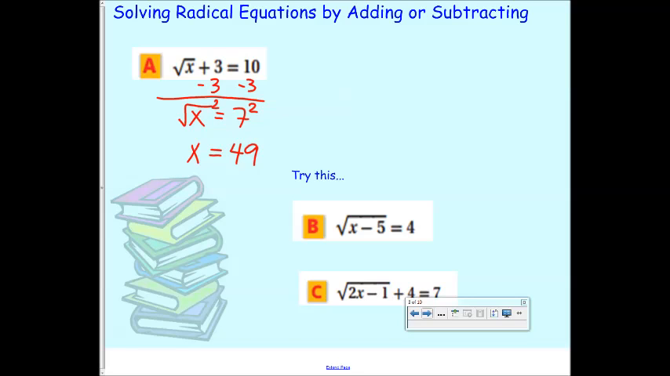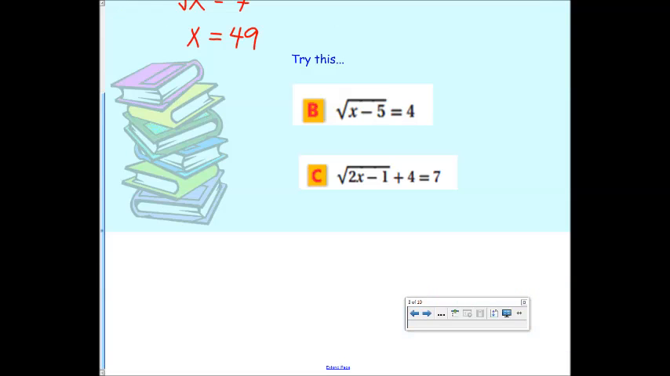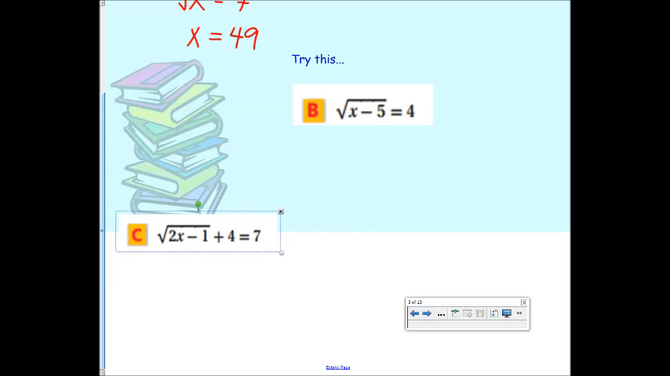Okay, so before you get rid of the radical, you need the radicand just alone. All right, you need the radical by itself. So in B, do I get rid of the 5 first or the radical first? I get rid of the radical first. How come I get rid of the radical first here? Because the 5 is part of the radicand, right? So the 5 is part of the radicand, which means I have to get rid of the radical before I can get rid of the 5.